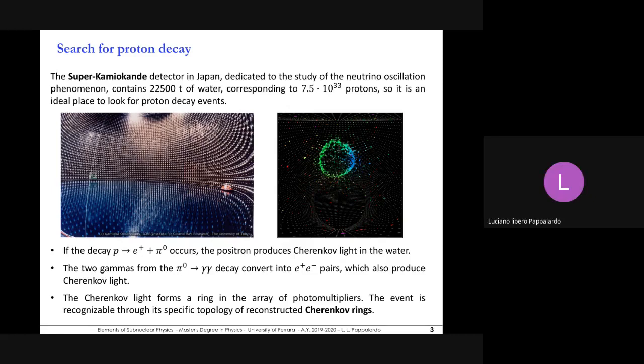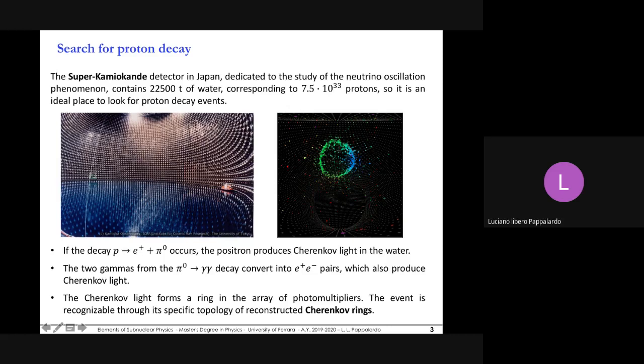Yes, fine. Then also the pi zero decays immediately into 2 gamma. The gammas convert into electron-positron pairs, and those also produce Cherenkov light. So you know that Cherenkov light is emitted along a cone, with a certain opening angle theta related to the refractive index and the velocity of the particle.